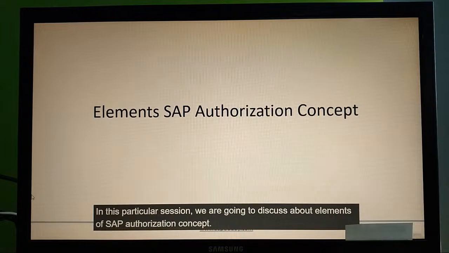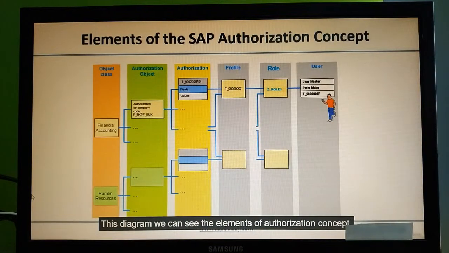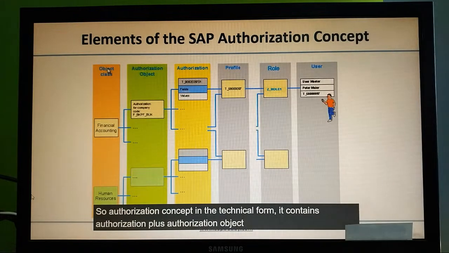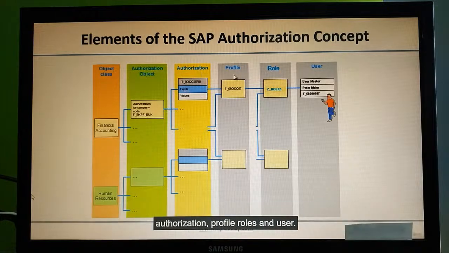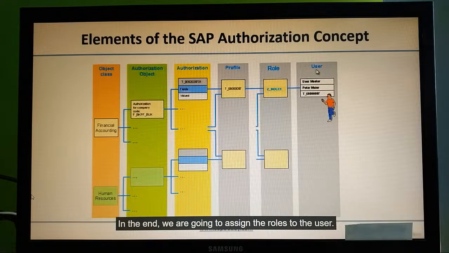Authorization concept. In this diagram, we can see the elements of the authorization concept. In technical form, it contains authorization class, authorization object, authorization, profile, roles, and user. In the end, we are going to assign the roles to the user.